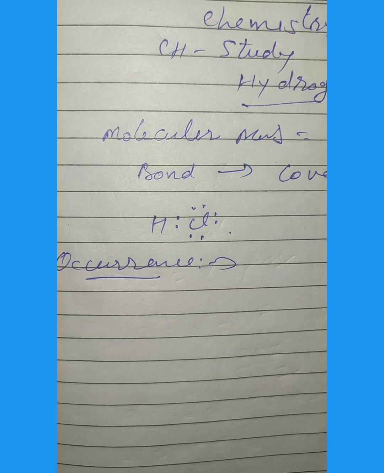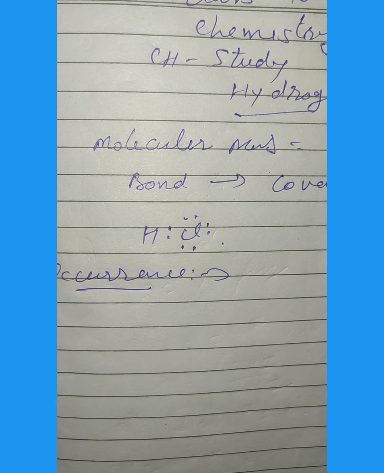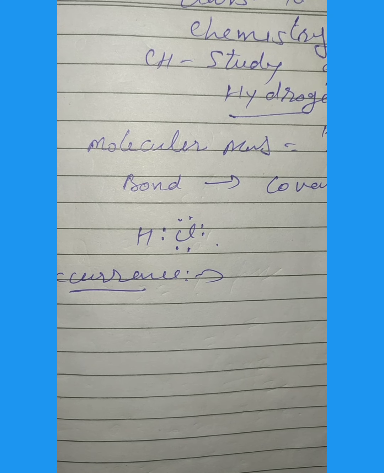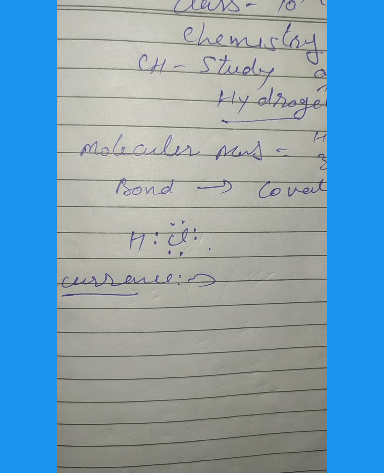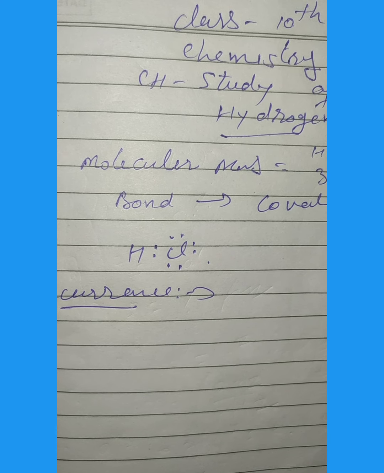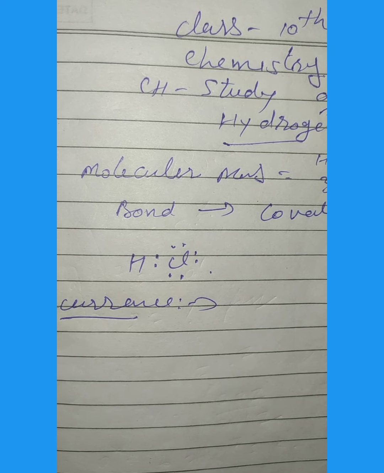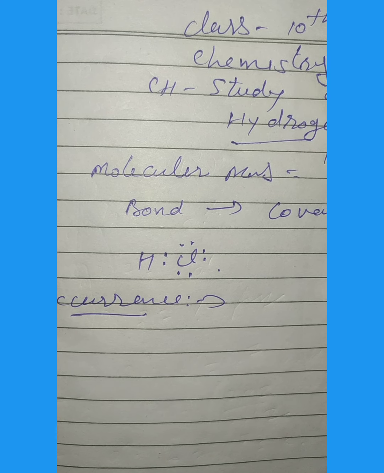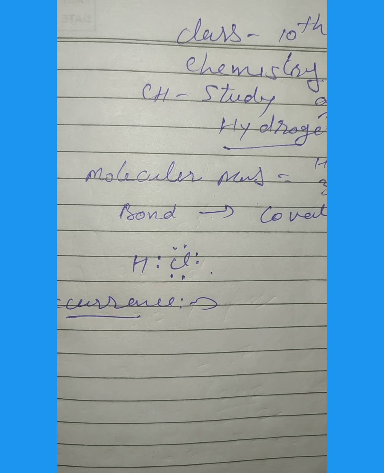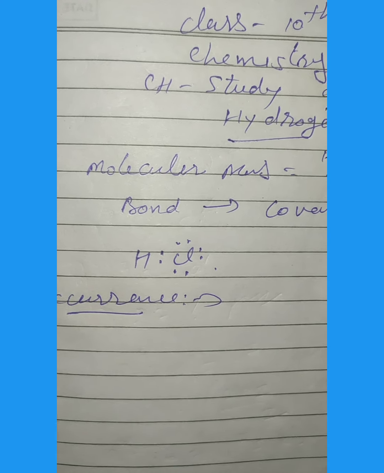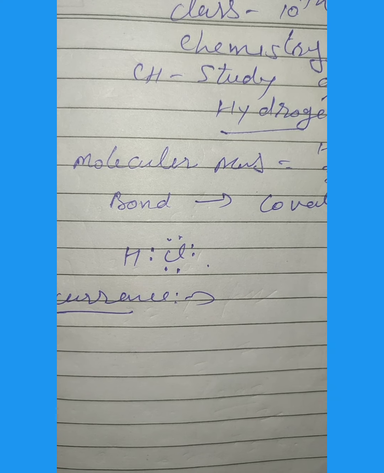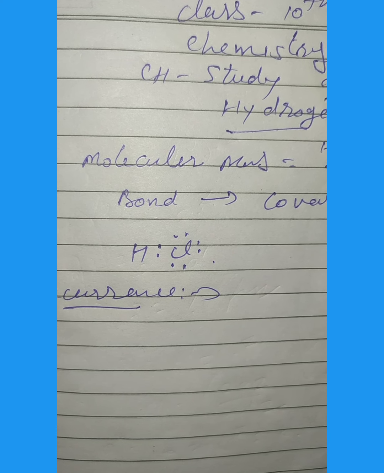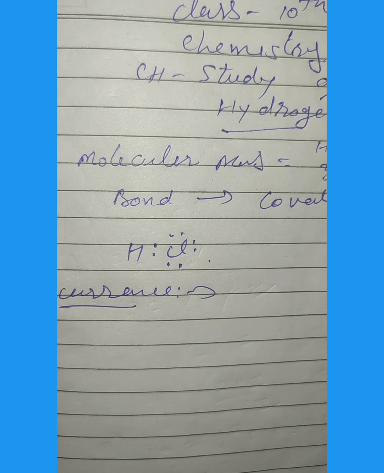Glauber prepared the acid in 1648 by heating common salt with concentrated sulfuric acid, and called it muriatic acid. Davy in 1810 named it hydrochloric acid. Hydrogen chloride gas occurs in the free state in volcanic emissions. Hydrochloric acid is present in the gastric juice of mammals and it helps in digestion.